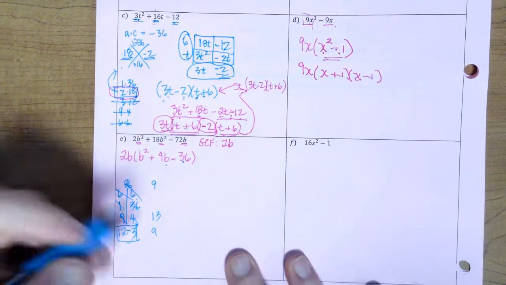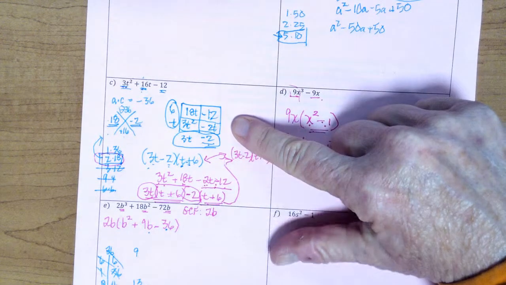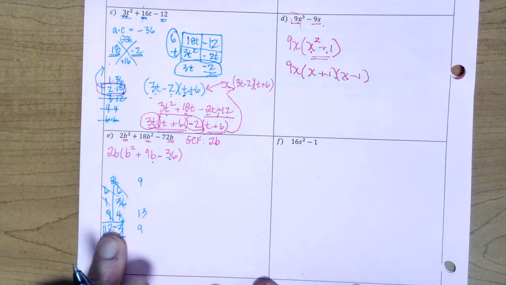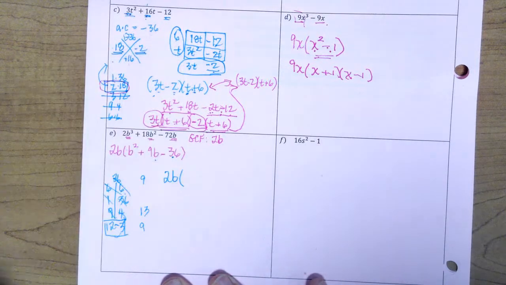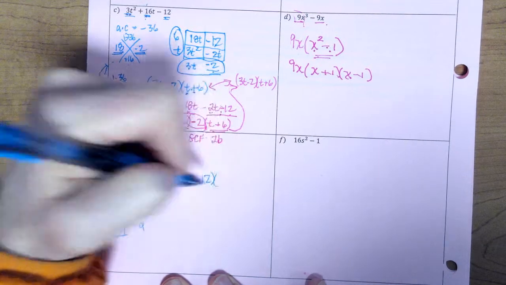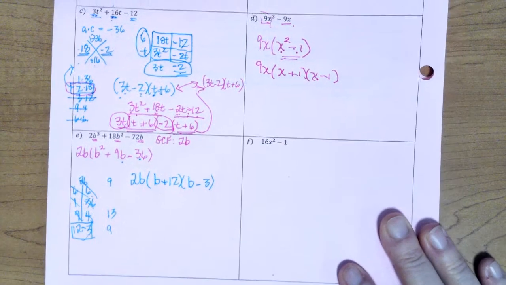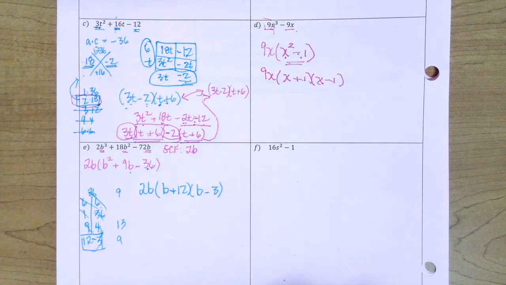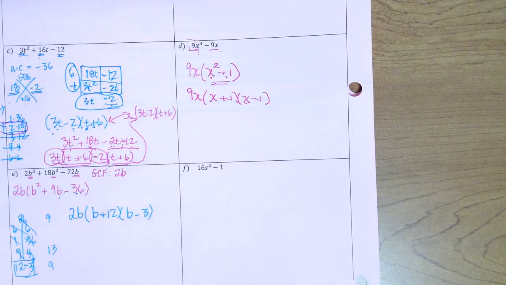And what's nice about this is that this is a coefficient of 1, so I don't have to worry about drawing a box. I can simply take my 2 factors right there. So my final factorization is b plus 12 times b minus 3. And I've gone ahead and factored my polynomial of 2b cubed plus 18b squared minus 72b. So now I'm going to do letter F.